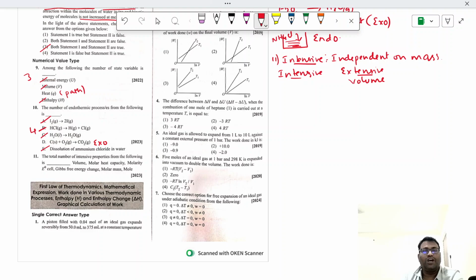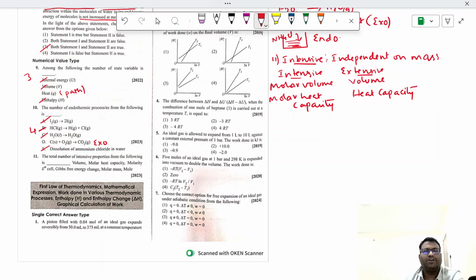But if you are given molar volume, molar volume is intensive. Molar heat capacity means the heat capacity of 1 mole, the heat capacity for 1 mole of the substance. Molar volume means the volume occupied by 1 mole of the substance. So molar heat capacity is an intensive property, whereas heat capacity is extensive.